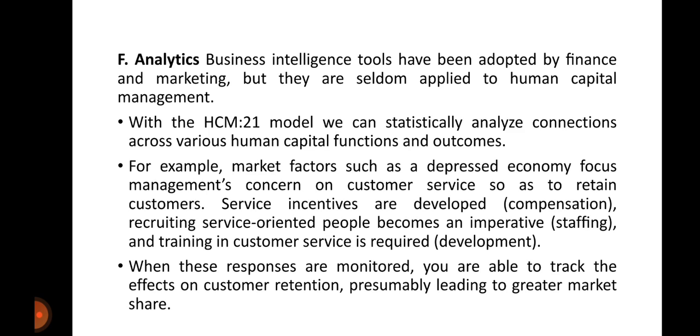Even though they are very small or minute things, if they can be tracked and if you can work on them, the HR department can really become a strategic partner to the organization. So this is about HCM 21 and its steps.